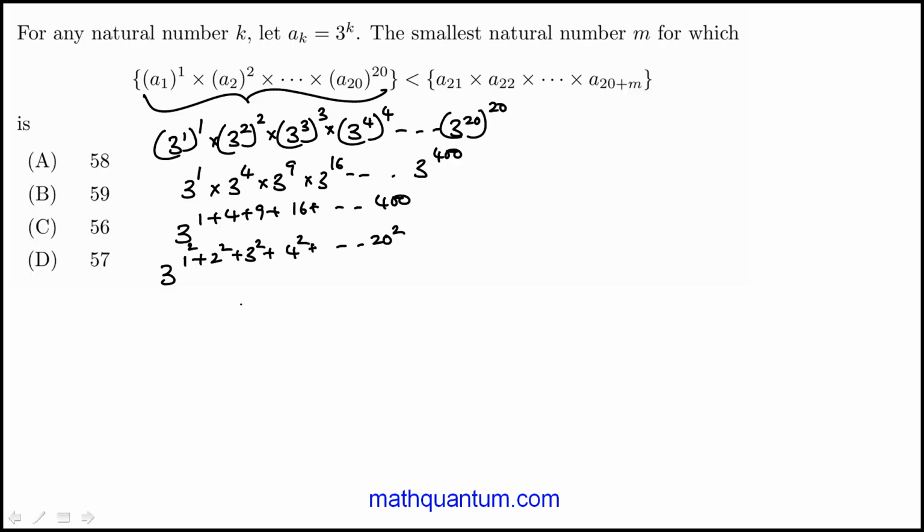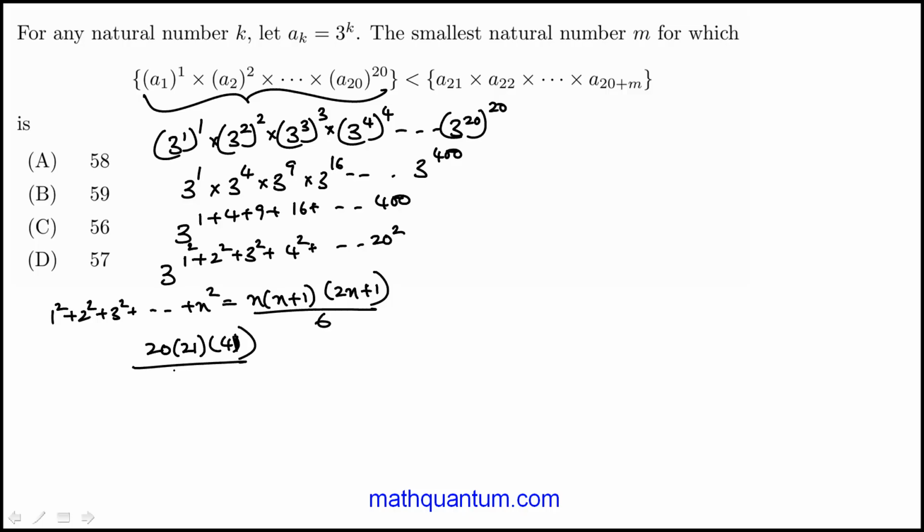So the sum of squares of the first n natural numbers, it's important to know this result, is equal to n times n plus 1 times 2n plus 1 over 6. So here n is 20, so all I have to do is to replace n with 20. This is 41 over 6.